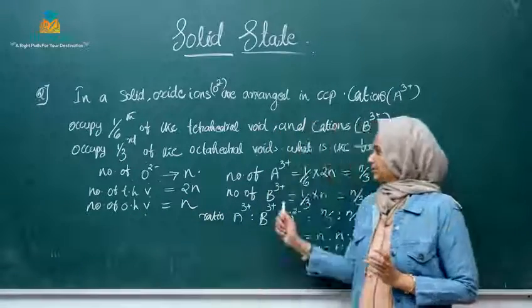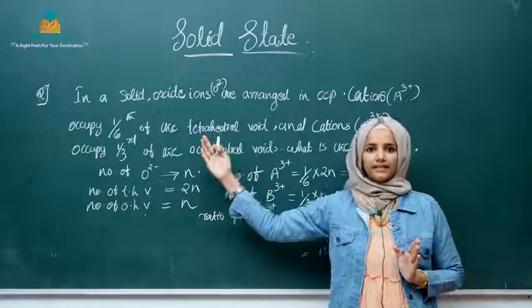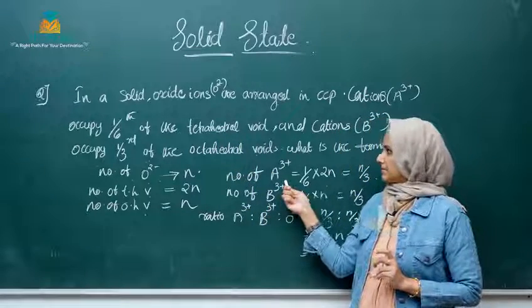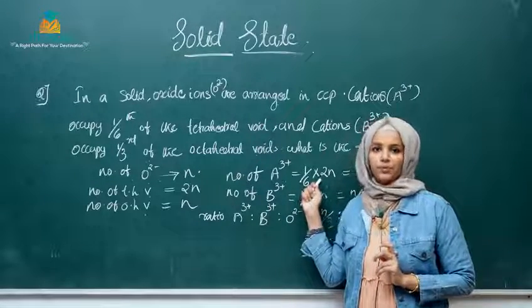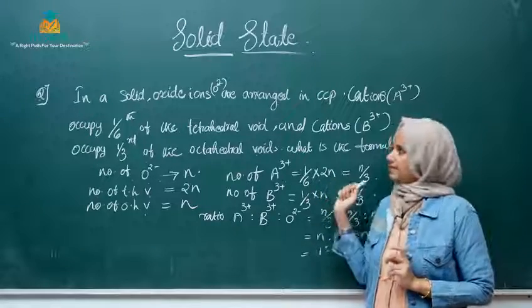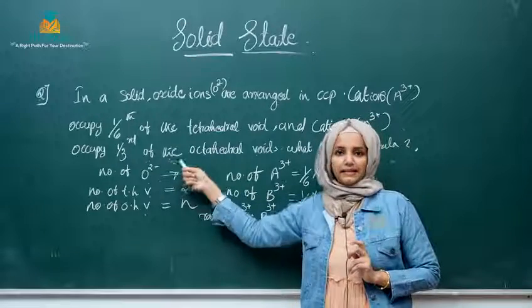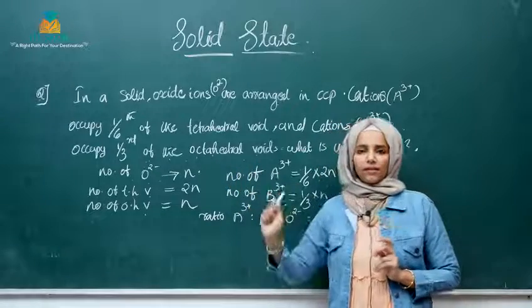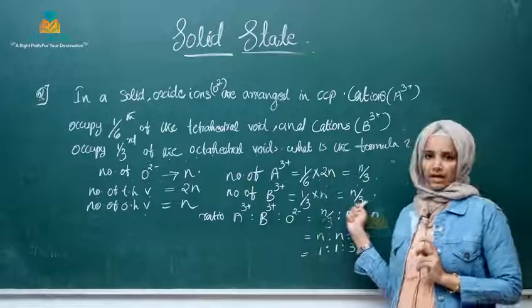Here the A3+ ion occupies 1/6 of the tetrahedral voids. So the number of A3+ is 1/6 into how many tetrahedral voids we have? 2n. So 1/6 into 2n is equal to n/3. The other cation, B3+, occupies 1/3 of the octahedral voids. The octahedral voids are equal to n, so 1/3 into n is also n/3.